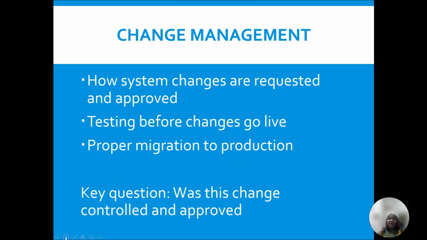The second one is change management, how system changes are requested. Every system change needs to be requested, and not just requested, it has to be approved. And then when it's approved, it has to be tested before it goes live in production. Before it goes live, they have to test it in the user acceptance testing environment. Then there is proper migration to production. So the quick question you are looking at when you're looking at change management is, was this change controlled? Was it approved? Was it requested?